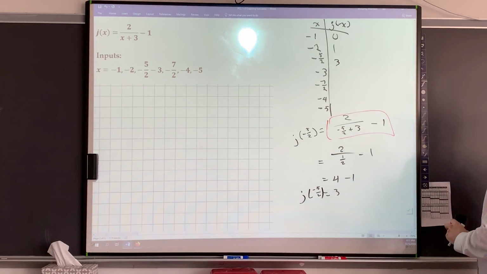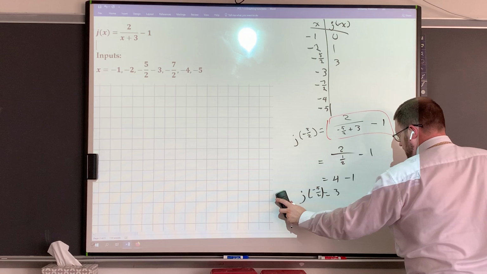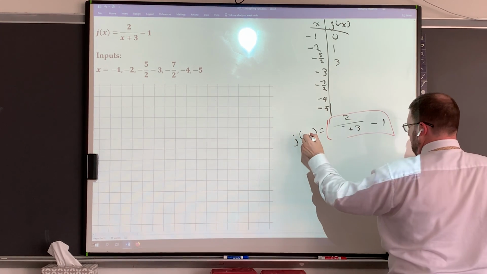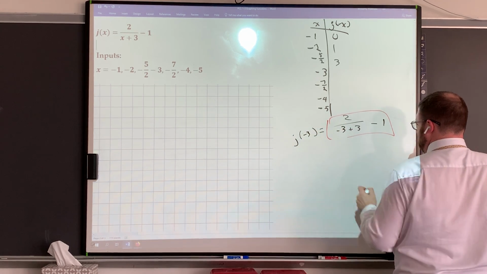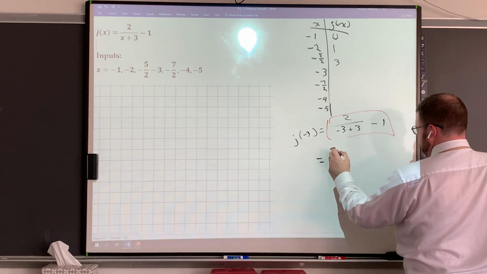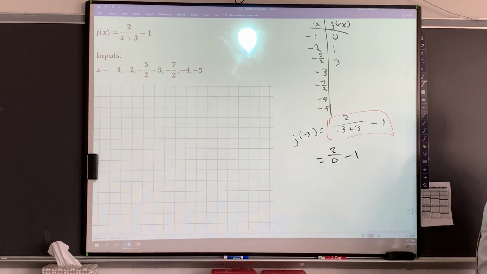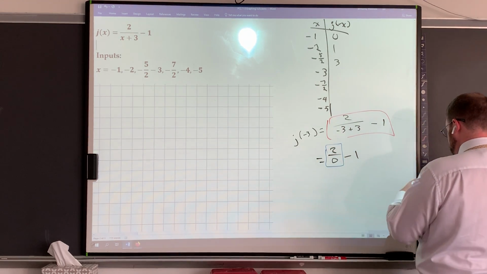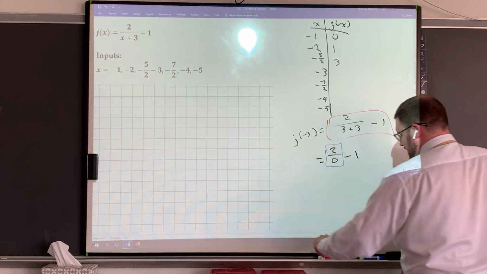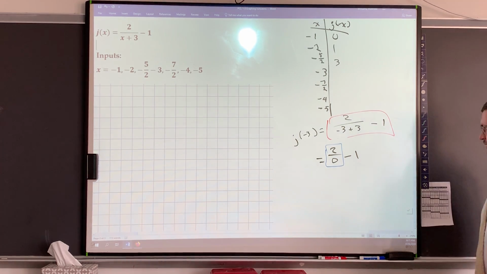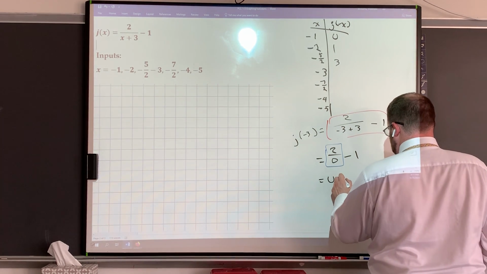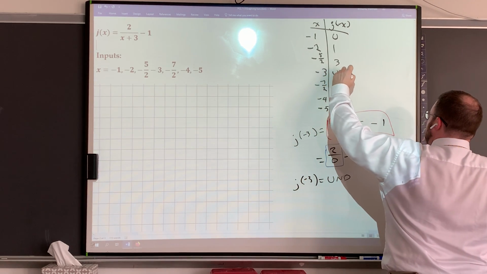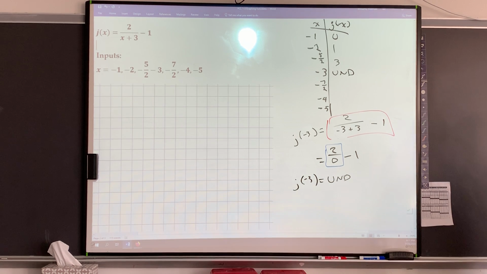And then when we get to -3, we're going to have something happen here. As soon as I plug in -3, I get 2 over 0 minus 1. This right here, this 2 divided by 0 is an issue. 2 divided by 0 cannot be done. It is undefined. You cannot divide by 0. So this one is undefined. J of -3 is undefined. We abbreviate that UND.